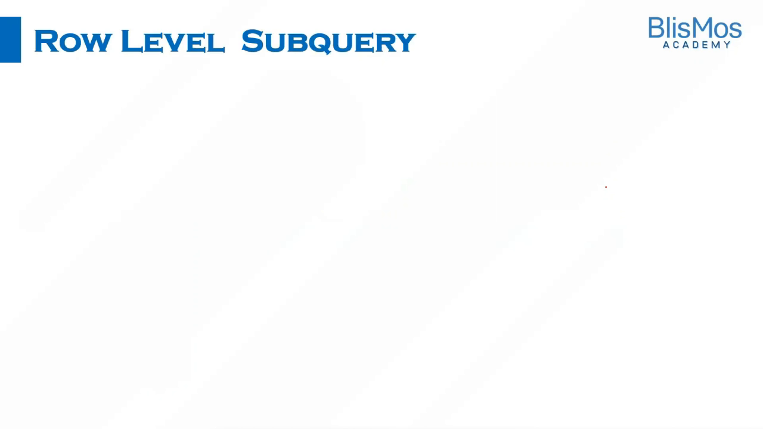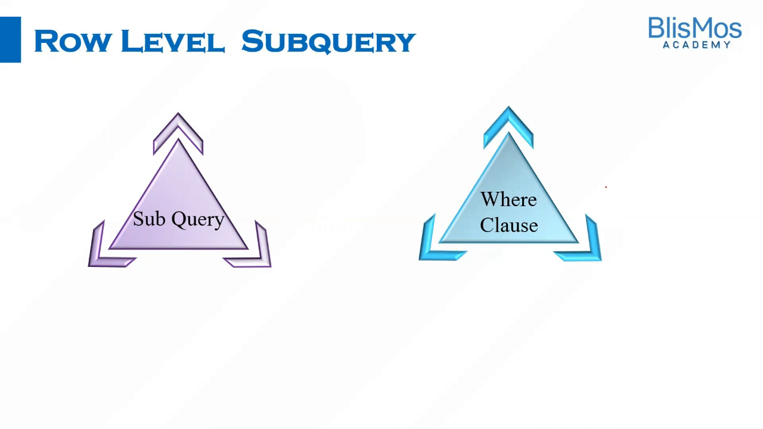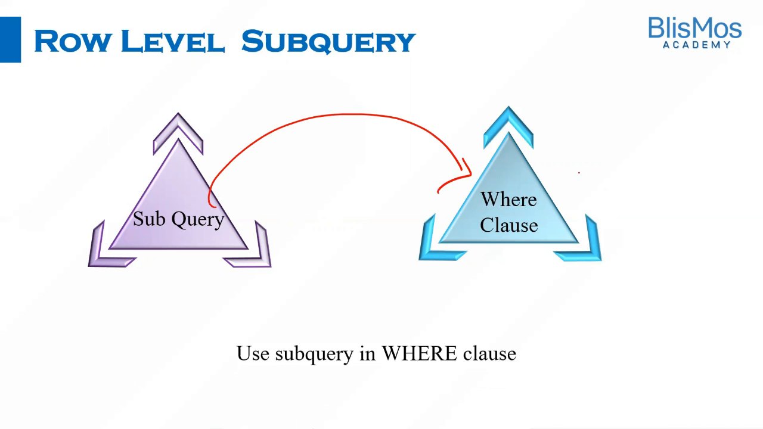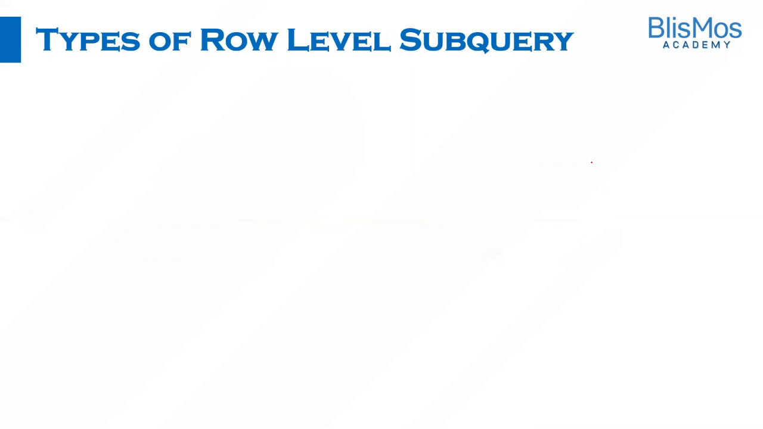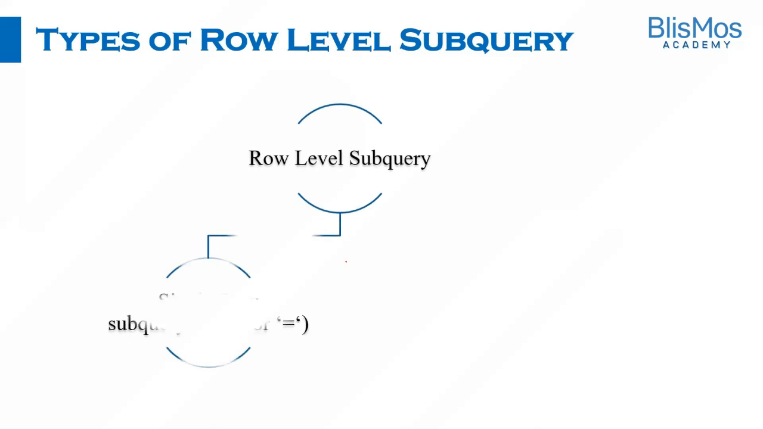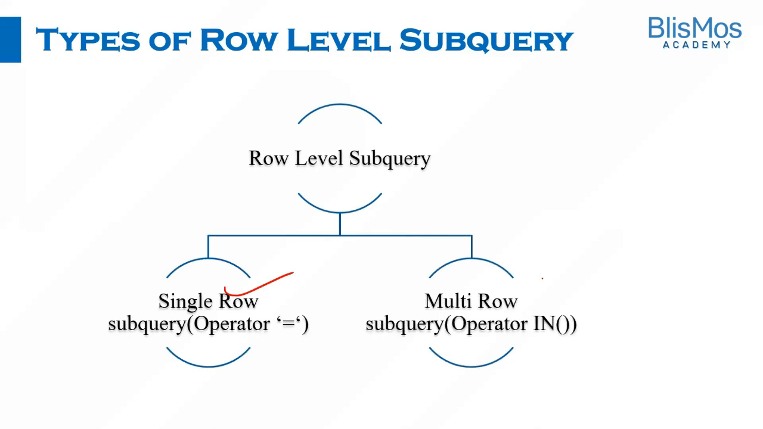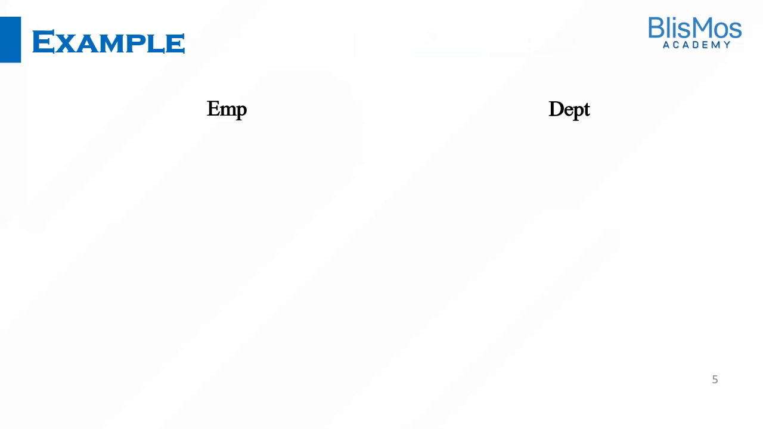What is row level subquery? If we use a subquery in the where clause, that is when we call it a row level subquery. And within row level subquery, we have two types as we already discussed. One is the single row subquery. The second is the multi-row subquery. So what exactly are they? Let us understand them with an example.